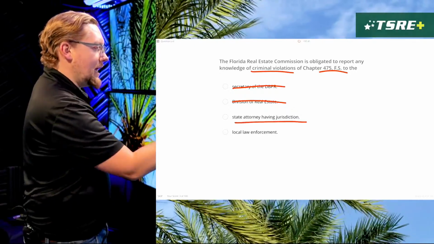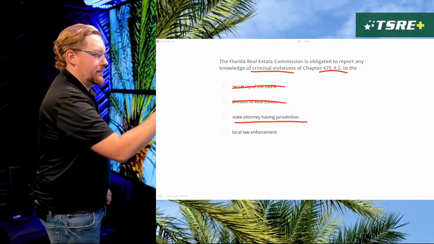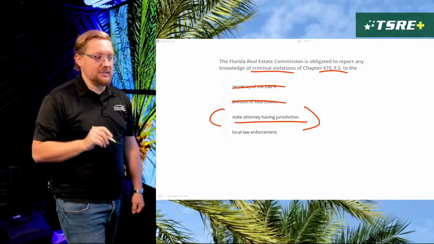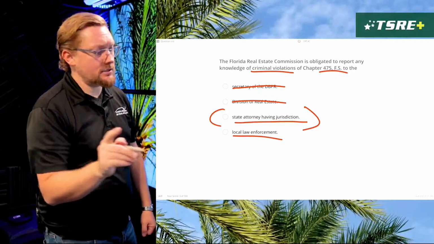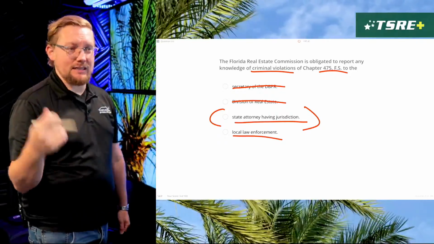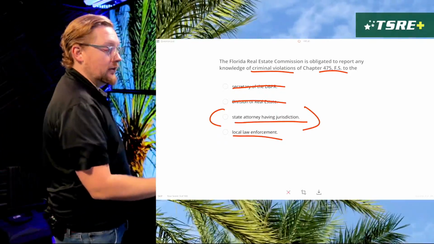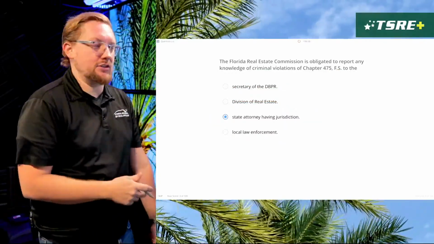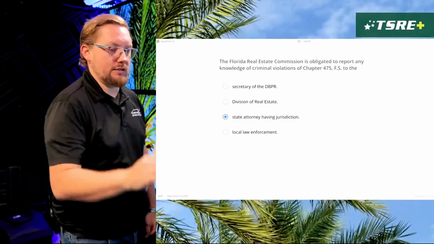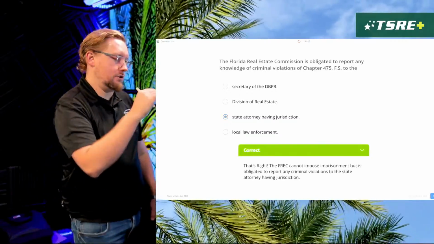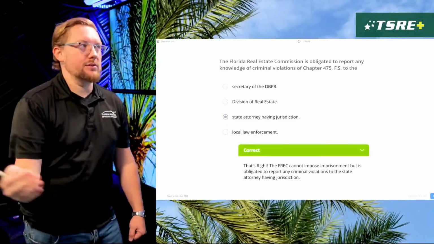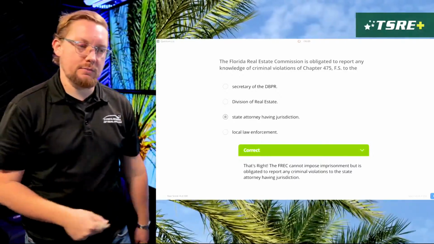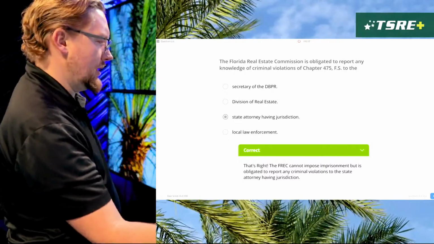So state attorney having jurisdiction, that is your best answer, and I'm going to say is the correct answer. This one's close because the state attorney basically is just the highest level of the local law enforcement, the state attorney having jurisdiction. But yeah, that's who it goes to. It gets referred directly to the state attorney's office, and then they decide whether or not they want to press criminal charges against that person based on the information, or opening up an investigation, or whatever it may be.